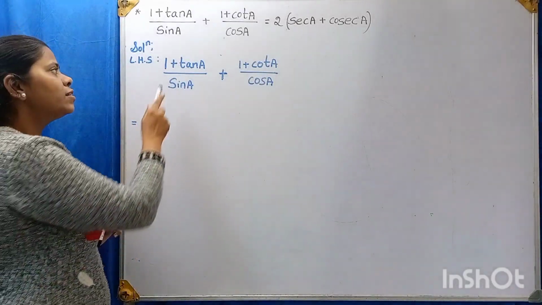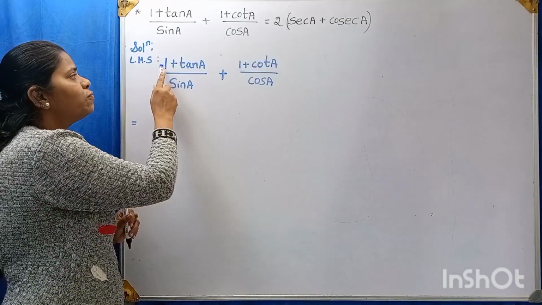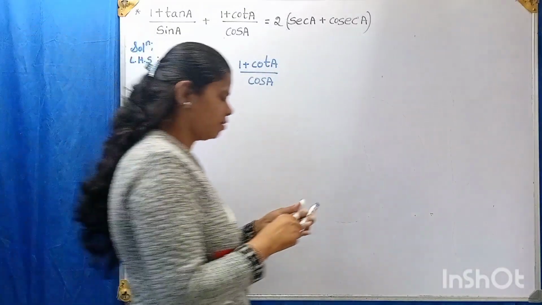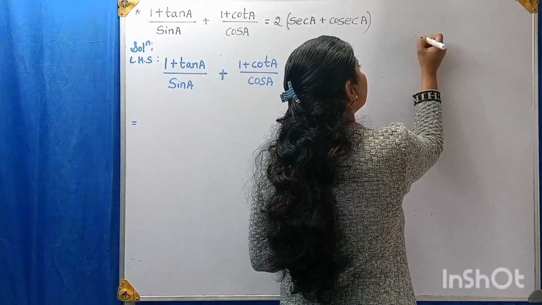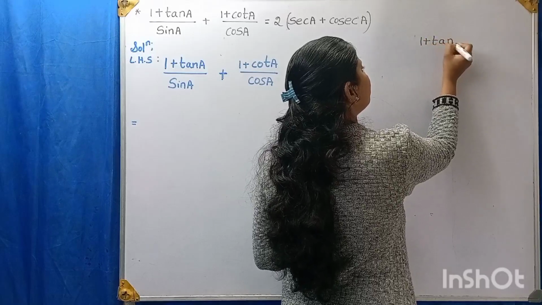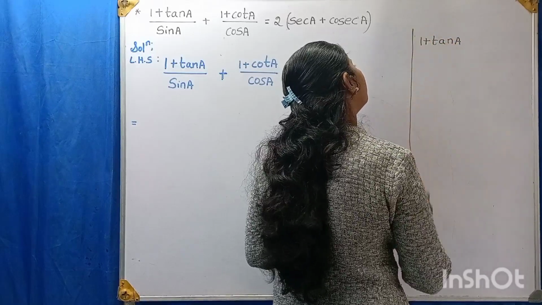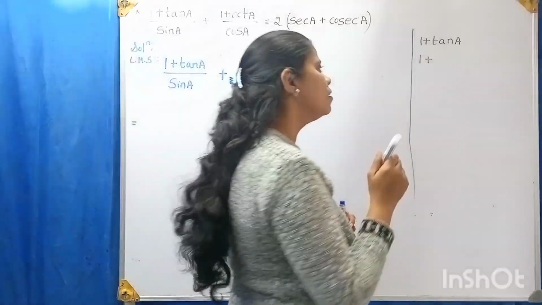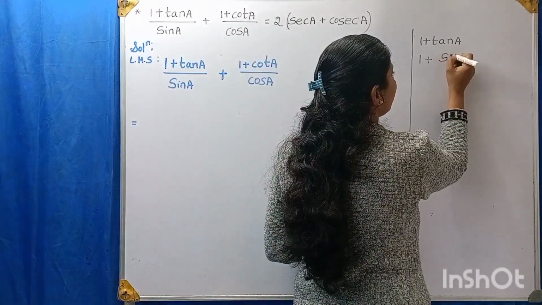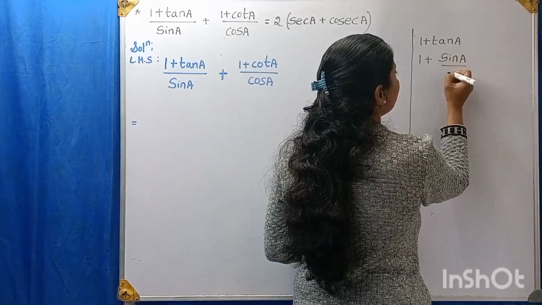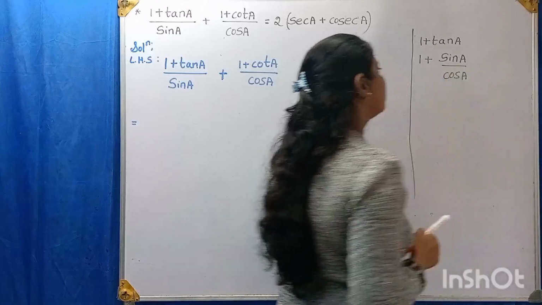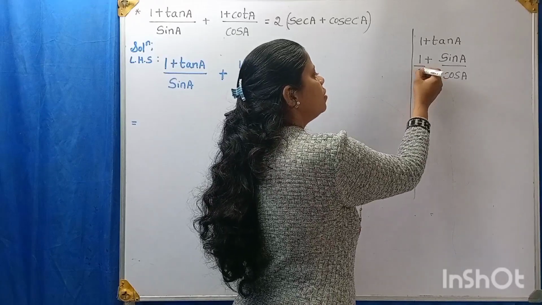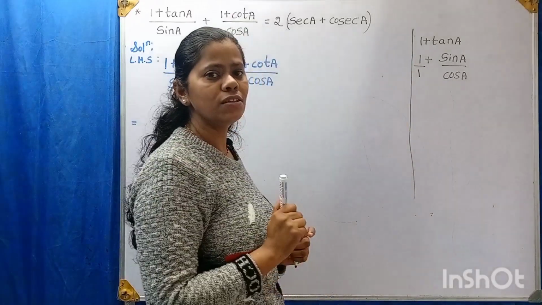Now look at this 1 plus tan A. I will simplify that side. 1 plus tan A; this tan A I can write as sin A by cos A. Now look at this, this is the numerator. Nothing in the denominator means we can write it as 1.